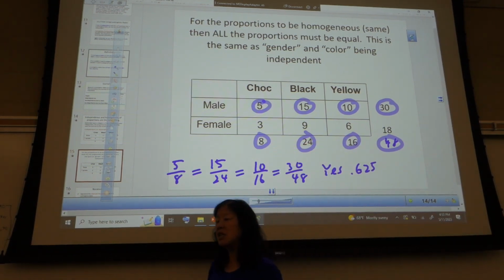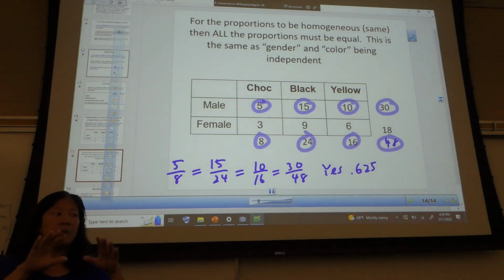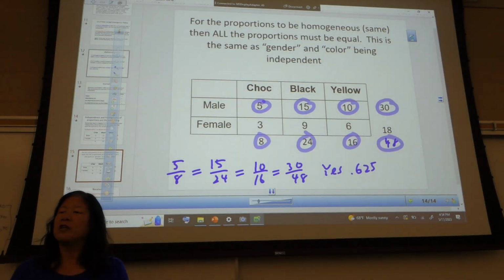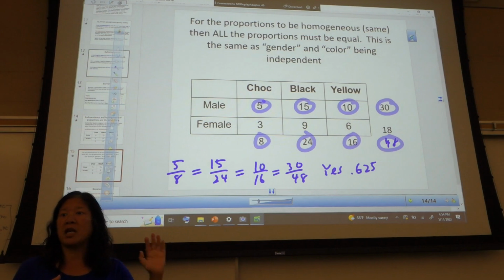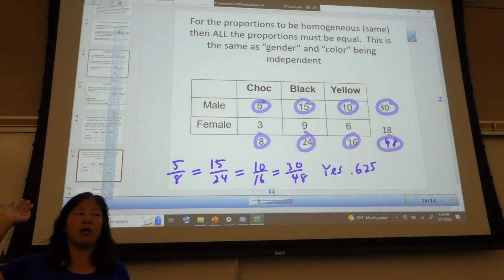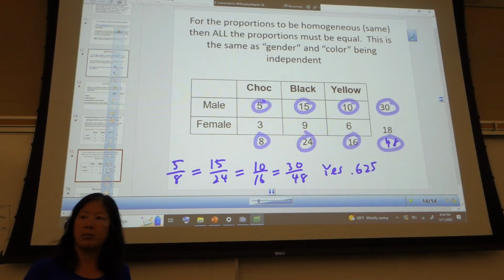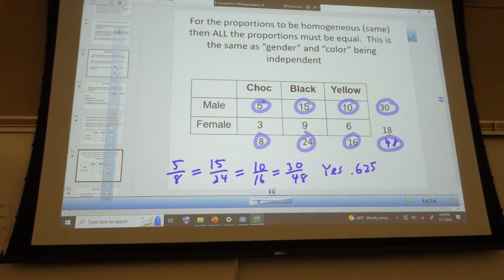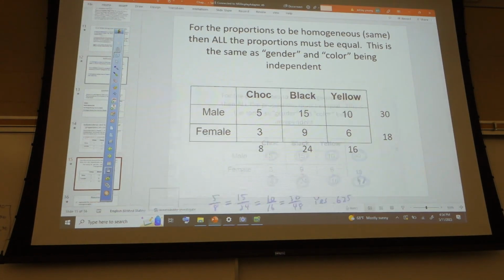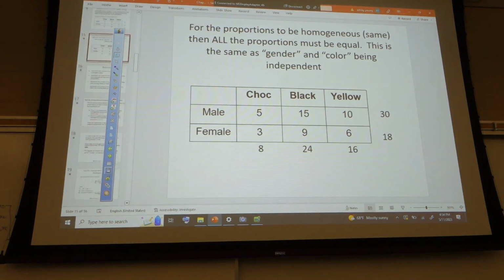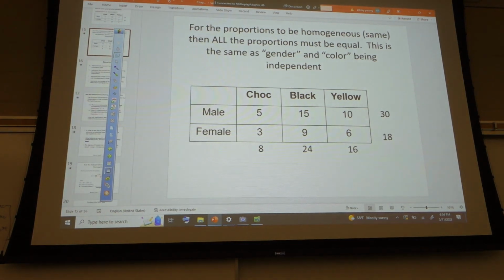What we're testing to see is, are the proportions reasonable enough, are they close enough that we think the proportions could be the same, or are they so totally crazy different that they couldn't possibly be the same? And that's what we're testing in this test. See if the proportions are close enough that they could be equal. In other words, they could be independent of each other or not.